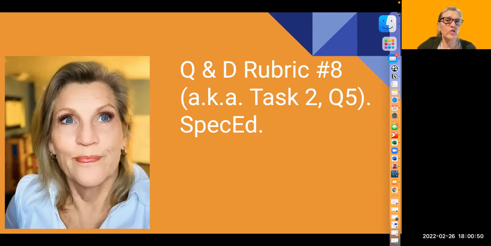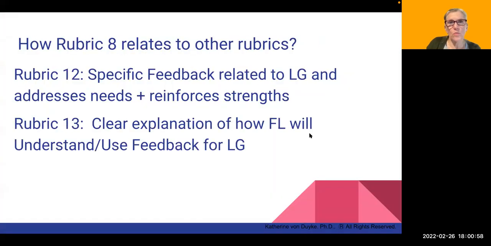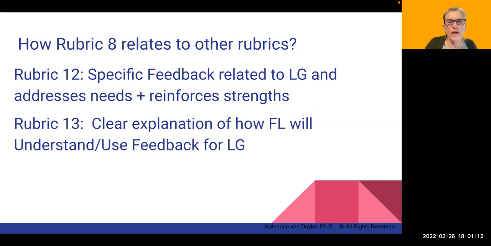Rubric 8 comes from Task 2, which is your instructional commentary, and it focuses on question 5. So what's the guiding question for Rubric 8? Rubric 8 is basically asking you, how did you get your student to respond to you? How did you prompt or elicit them to respond? Did you provide them with specific feedback, and then did they immediately apply it? And your score depends on how you answer.